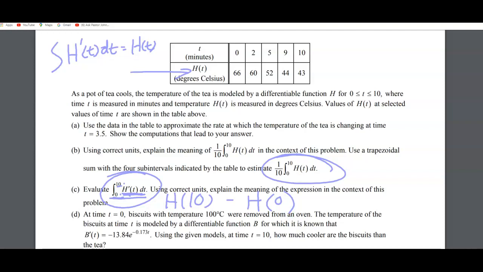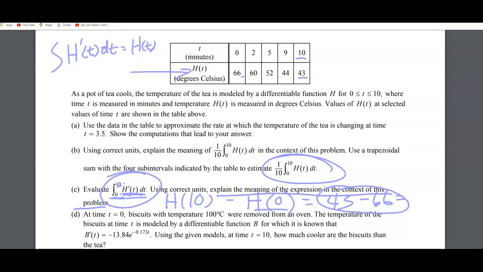h of 10 is 43, and h of 0 is 66. And if we go ahead and subtract those, what do we end up with here? Well, I guess it's an FRQ, so we can actually just read it. Then they want us to explain the meaning of that expression in the context of that problem.